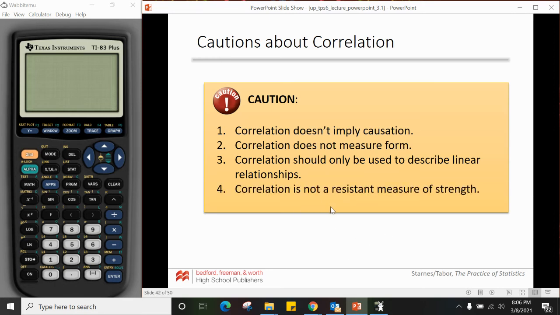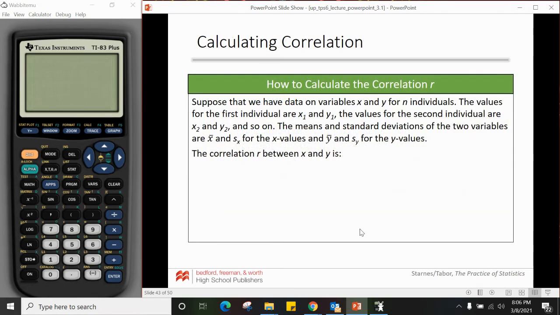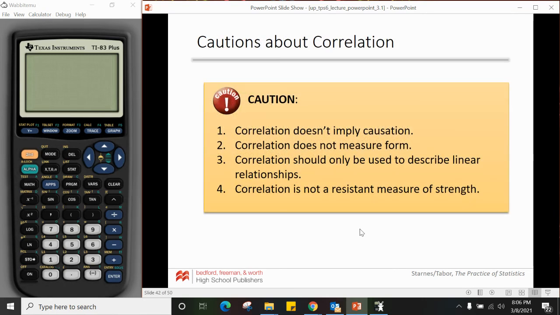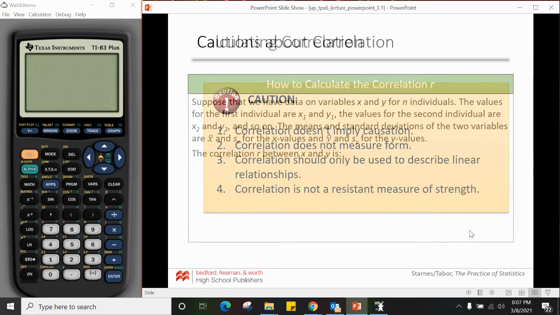All right, and then this is big. Correlation is not a resistant measure of strength. So what that means is that it's going to get pulled based on those extreme values. So really large and very small x values will have a lot of impact on that correlation. It's just like how mean is not resistant, right? It gets swayed by large data points. So same thing with the correlation.